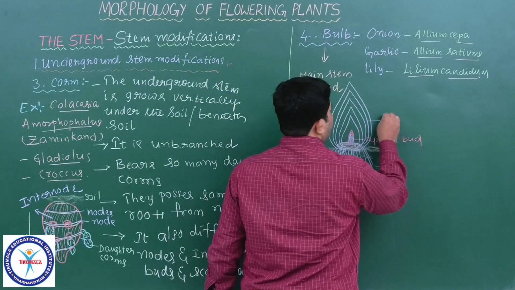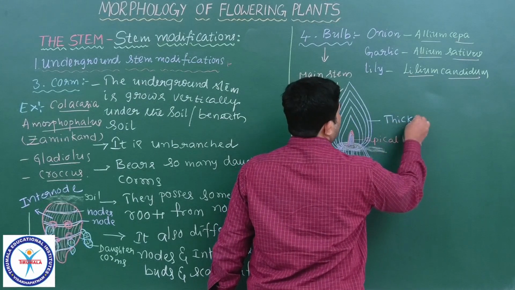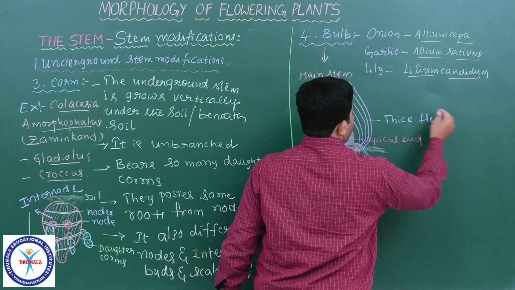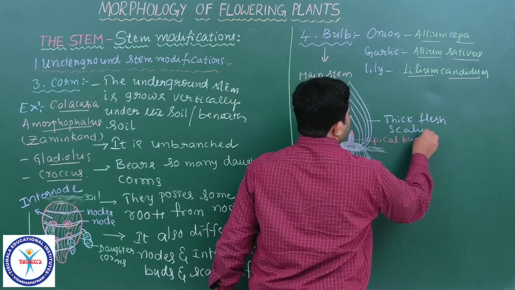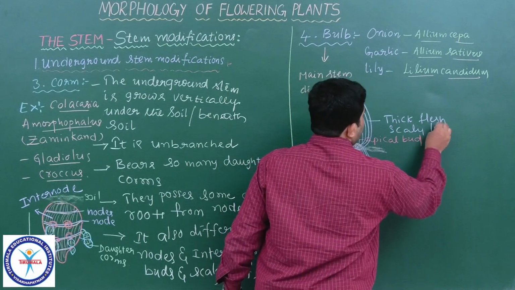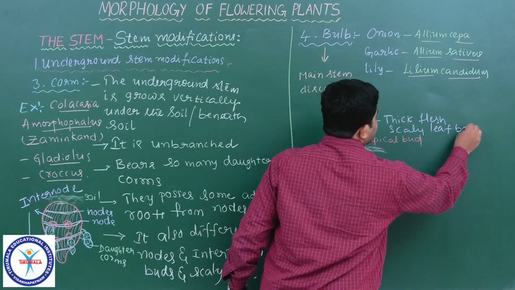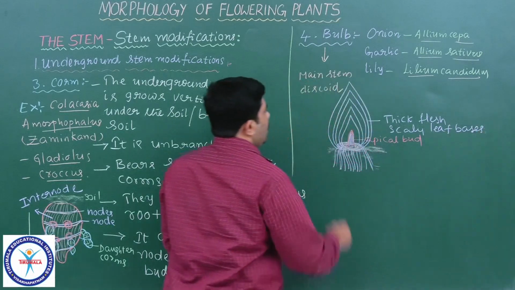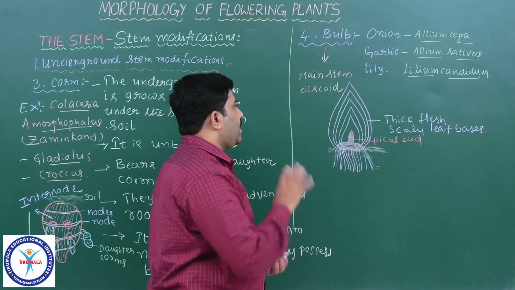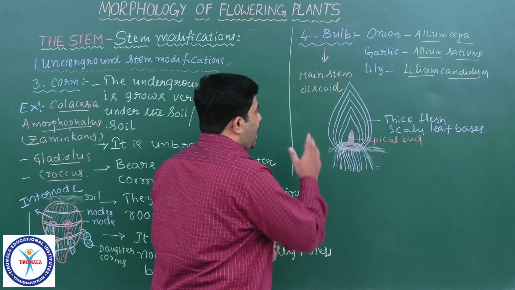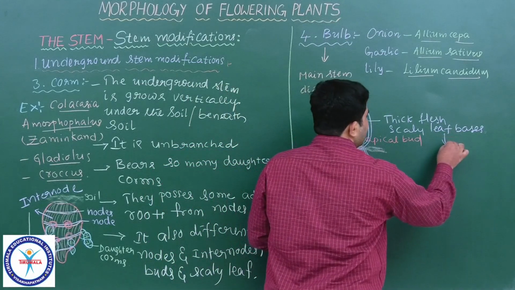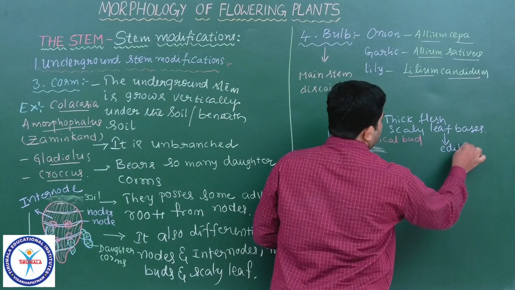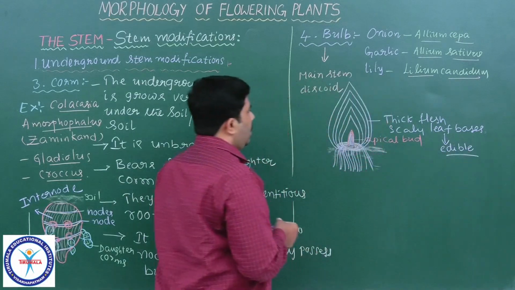These are thick, fleshy, scaly leaf bases. Actually, these are leaf bases. Due to the storage of food, they are fleshy, and they are edible in nature. Means they are eatable. Understood?